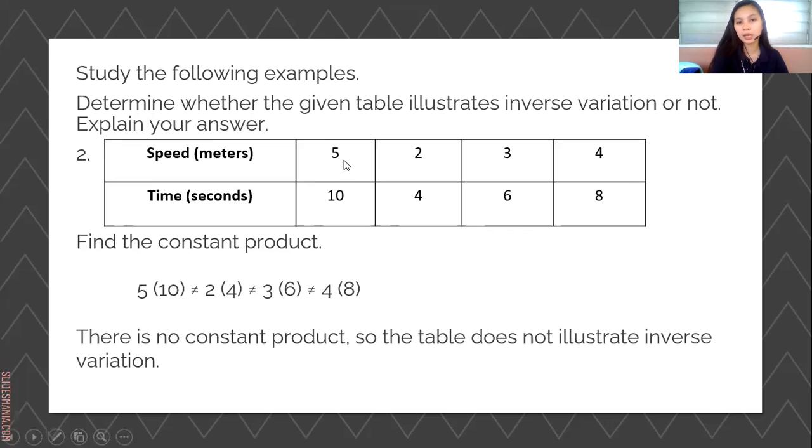Try natin siyang i-multiply. Pag minultiply ko tong mga to with their pairs, makakakuha ba ako ng same product or hindi po? Kung hindi, edi ibig sabihin hindi po siya inverse variation. Ayun po yung tatandaan nyo. Kapag direct variation po, they should have common ratio. So, when we say common ratio, same quotient po sila lahat. Kapag inverse variation naman po, they should have the constant product or the same product po. Pare-pareho dapat sila. Okay po?